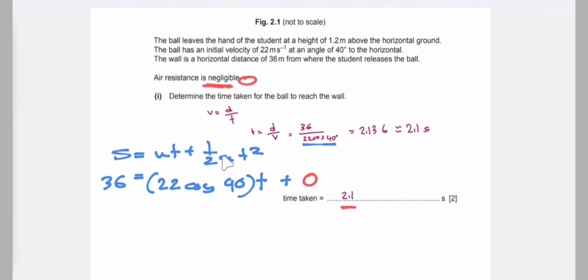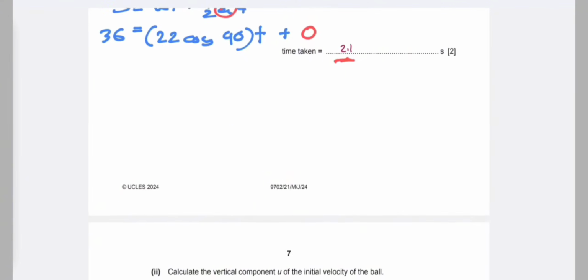So acceleration is 0. After substituting the value, we can calculate the value of time as 2.1.